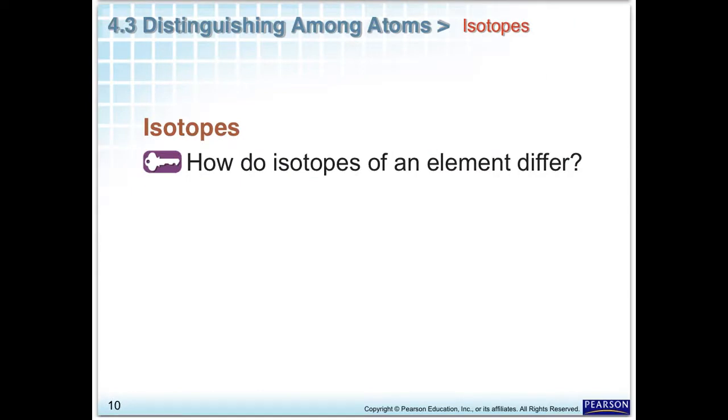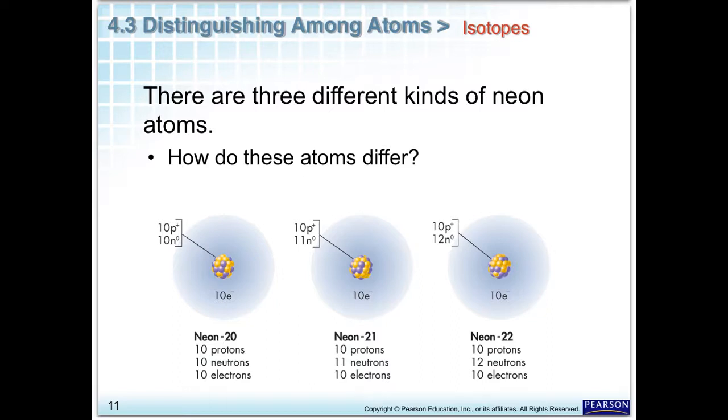The next key question we're going to talk about is isotopes, and how do isotopes of an element differ? This diagram depicts three different kinds of neon atoms. They are all neon, but notice they are slightly different. The first one is known as neon 20, and notice it has 10 protons because 10 is the atomic number of neon. The next one is neon 21, still having 10 protons, and neon 22, also having 10 protons. If you look, all have 10 electrons, 10 positive protons, 10 negative electrons, being electrically neutral.